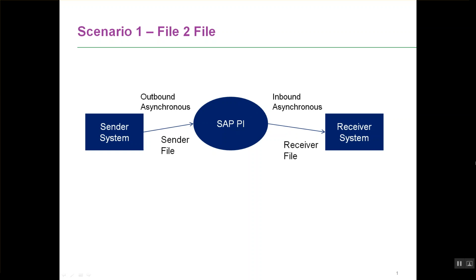We will now proceed to look at the first scenario that we are going to be building, and that's what we call a typical file-to-file scenario. As the name implies, we're going to get a file from a sending system. There's going to be a sending system that is going to send a file to PI, and PI is going to receive this file, and PI is going to map this file, performing a mapping where it's going to change the structure of the file.